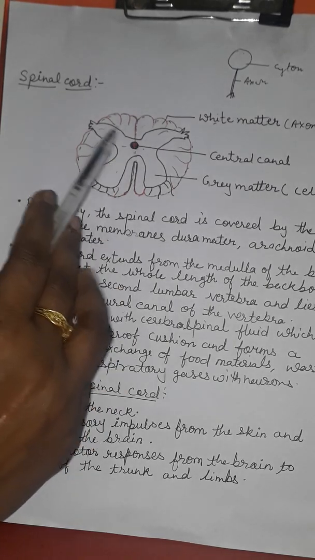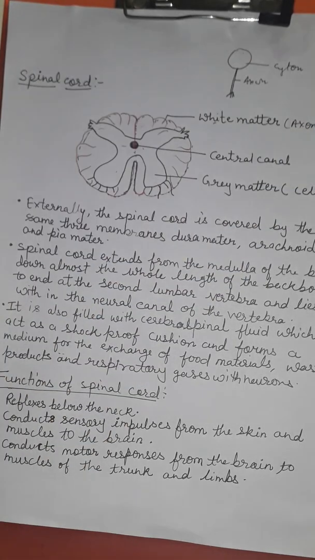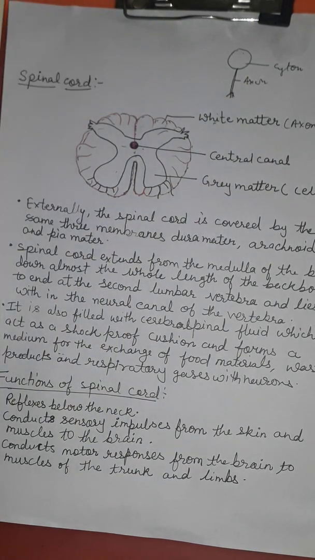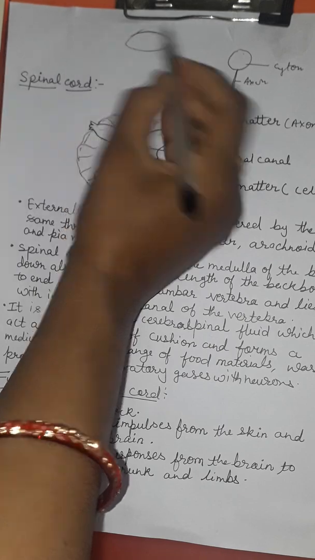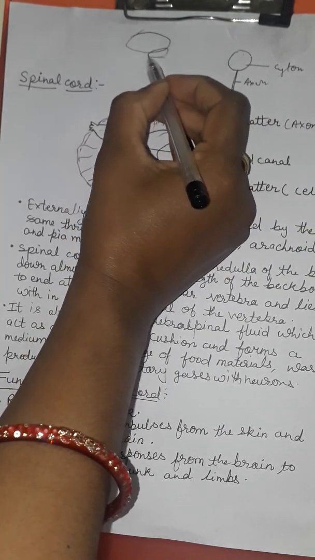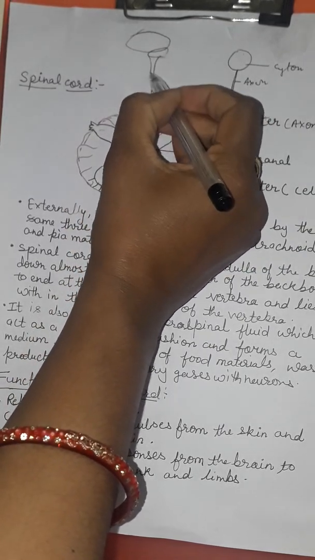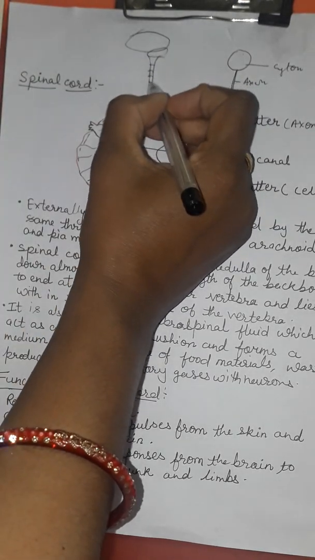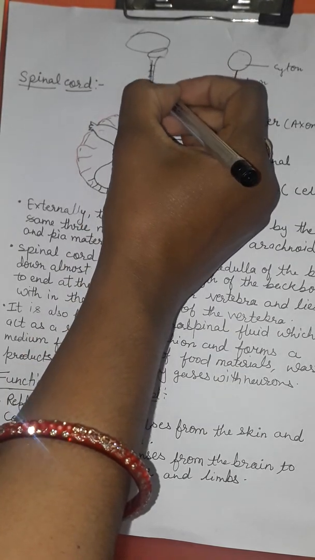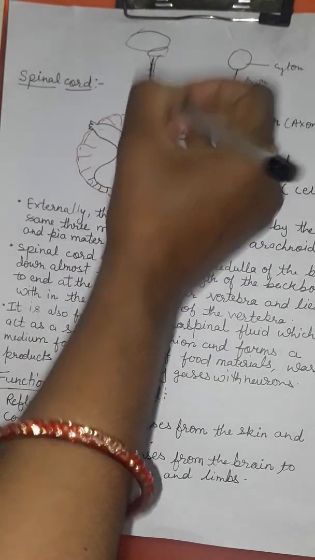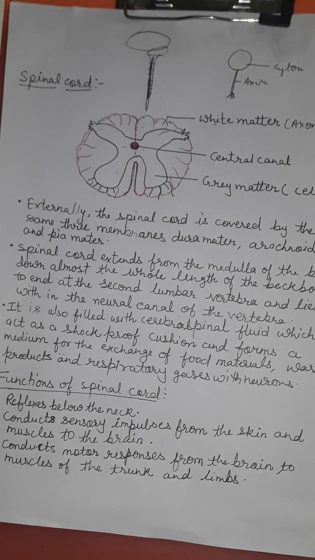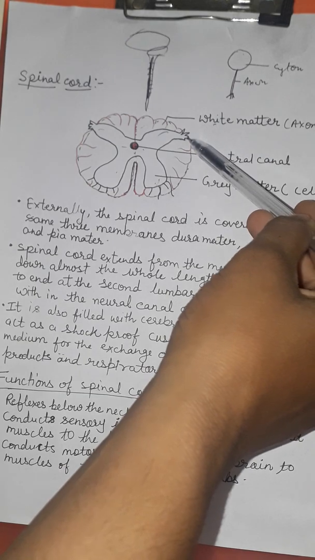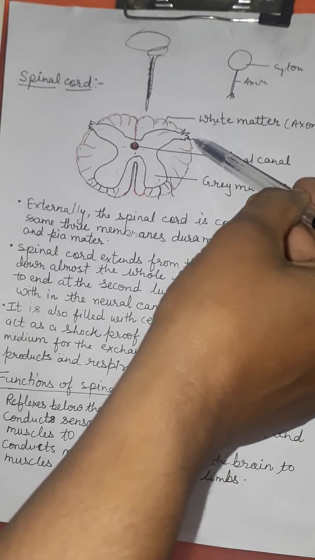The spinal cord extends from the medulla oblongata of the brain down almost the whole length of the backbone. See, this one is cerebrum, cerebellum and this one is medulla oblongata, and it comes down through the whole backbone, that is the vertebrae. Inside the vertebrae is the spinal cord. It ends at the second lumbar vertebra and lies within the neural canal of the vertebra. It is also filled with cerebrospinal fluid.